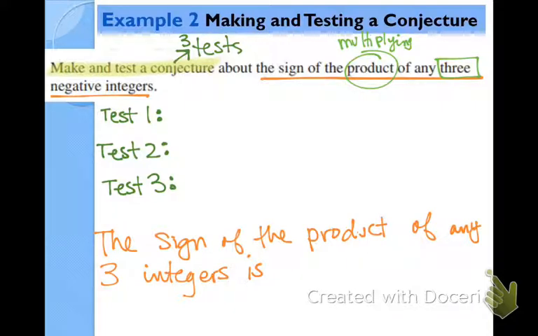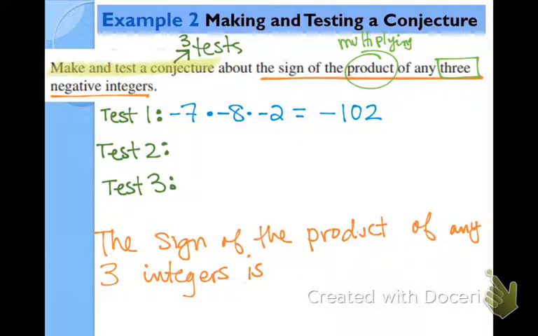So pick a number. -7, sure. Pick another one. -8 and -2, sure. We're going to multiply all 3 of them together and see what our outcome is. What's -7 times -8? 56. Times -2 is negative 112. Yeah, 112. There's our first test.